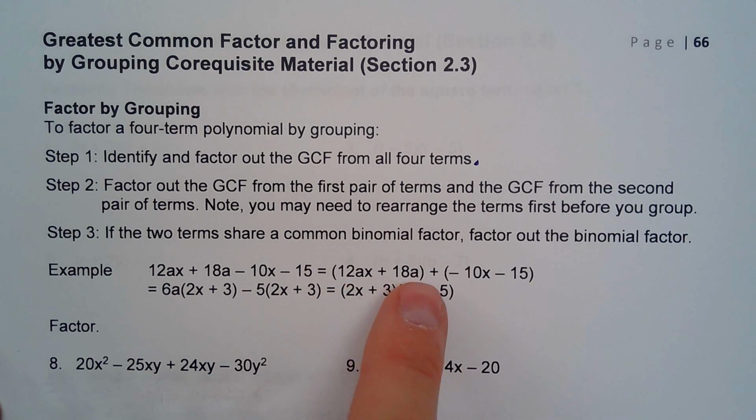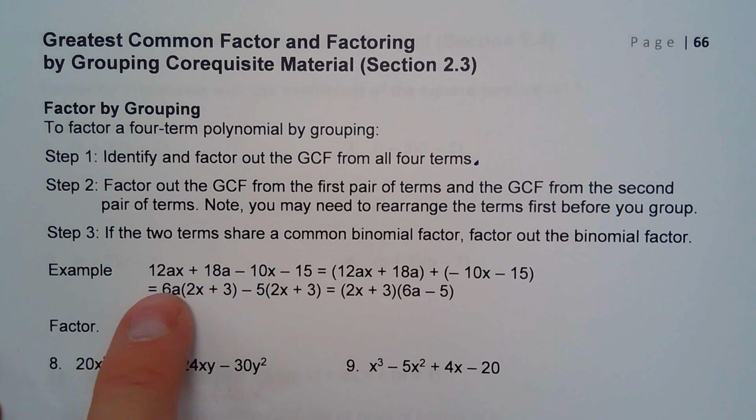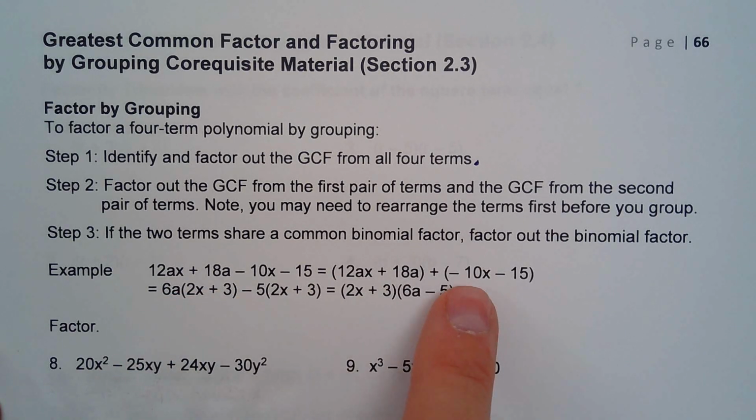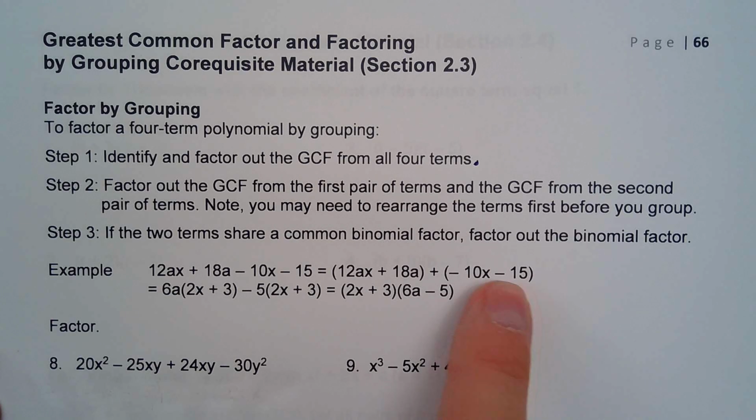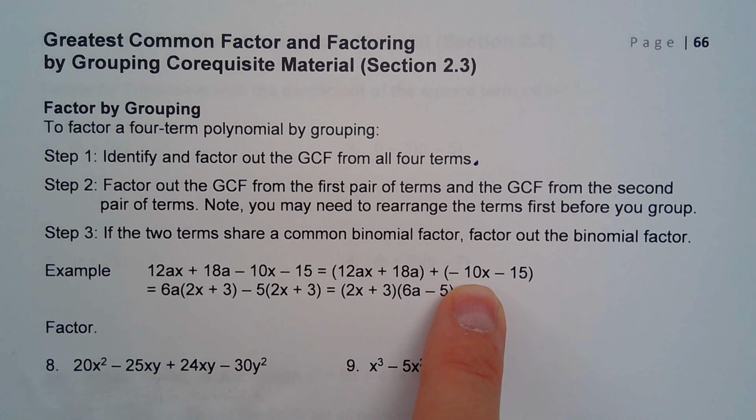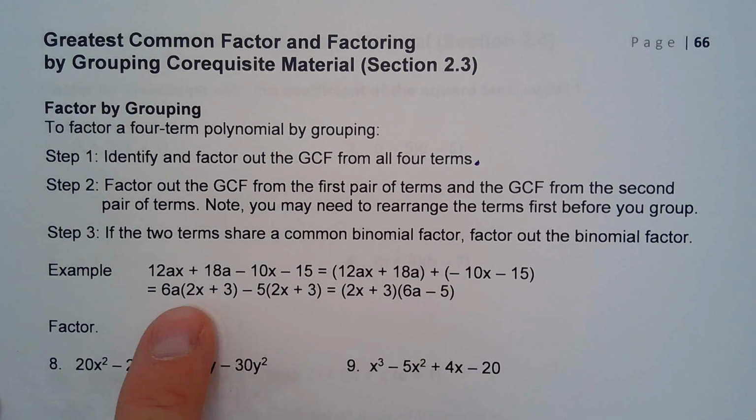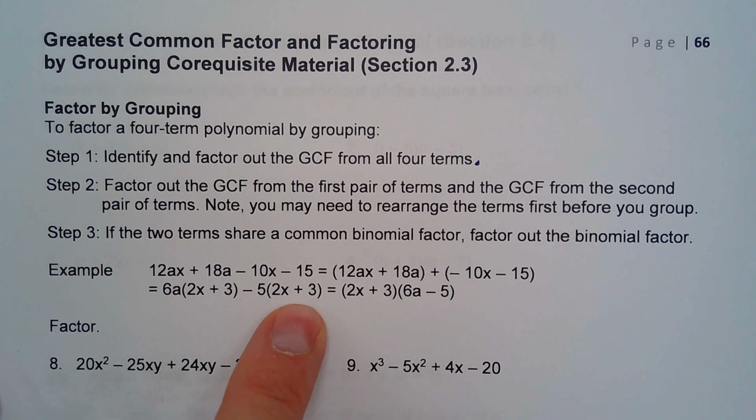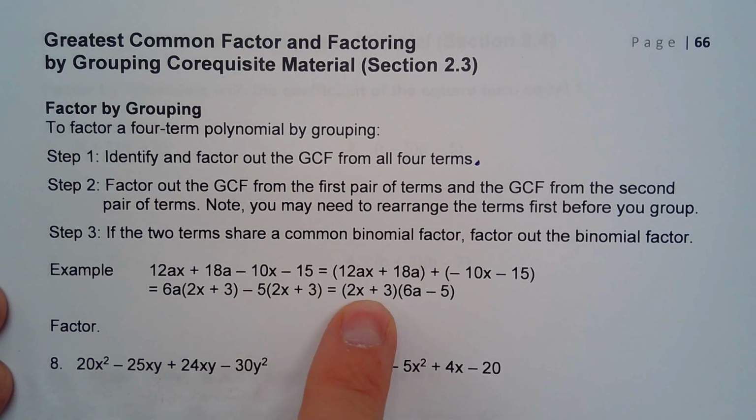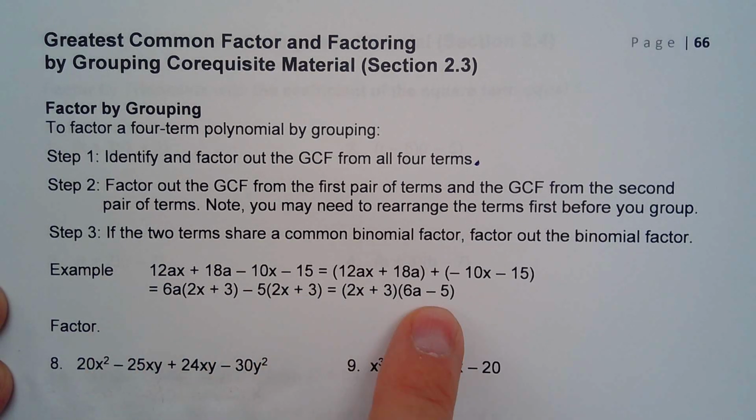We factor out the greatest common factor of 6a from the first 2 terms. And we factor out a 5. Now since this term here is negative, like we were doing in the last part here, we want to factor out a negative 5. That way my 2 binomials match. It has to be an exact match. I factor that out and then I bring over my leftovers.